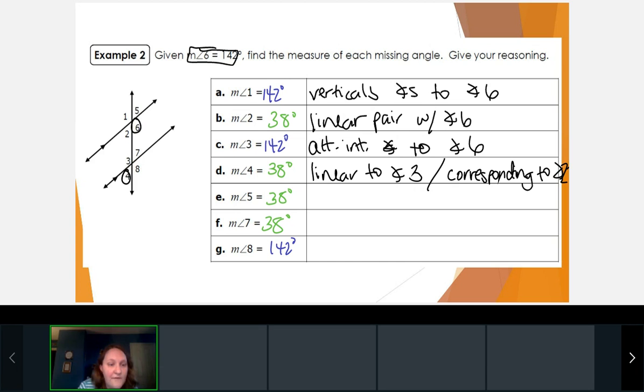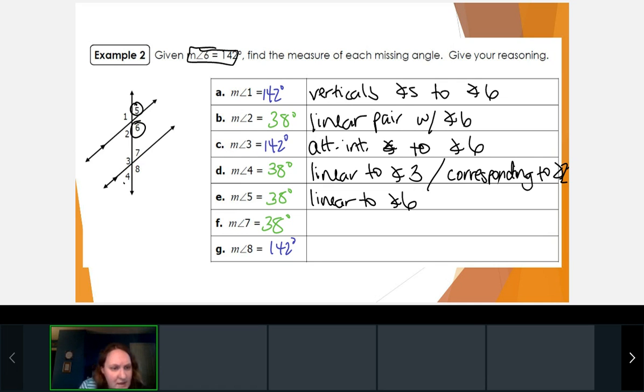Okay, now let's look at angle 5. Angle 5 is here, and we're going to relate it to angle 6 if we can. Oh, we can. They're a linear pair. Or you could say it's vertical to angle 2. That would be okay also, because that's not wrong. I'm just going to do my best to relate it to that given angle 6. So I'm going to say it's linear to angle 6, but if you had another reason, like vertical to angle 2, that would have been okay.